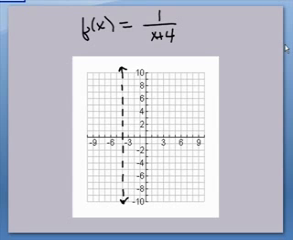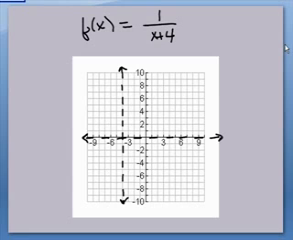Okay, so now we want to figure out if we have a horizontal one. So the horizontal comes from the degree. The degree of the numerator is 0. The degree of the denominator is 1. So if the degree is smaller in the numerator, then you have a horizontal asymptote at 0. So this kind of defines the region where we see the graph.